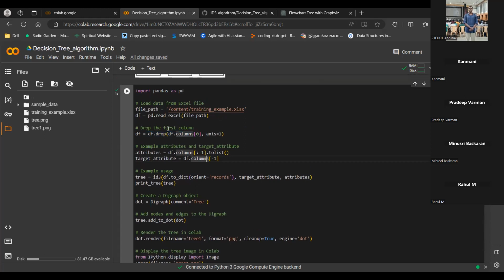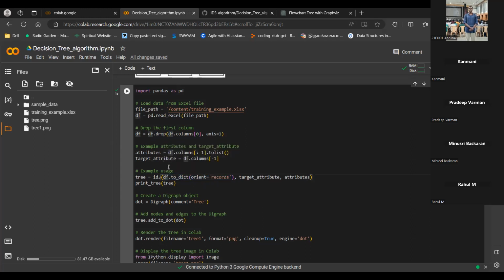After reading it, the first column is the name of the day: day 1, day 2, day 3. So we are dropping the first column, and the rest of the columns except the last one, which is the target attribute, are stored in the attributes variable. The last column is stored in the target attribute. We send all of them to the ID3 function and call the function. Is ID3 a function that you created? Yes. So you're not using any scikit-learn function or anything of that sort, correct? No. All right. Okay, go ahead.